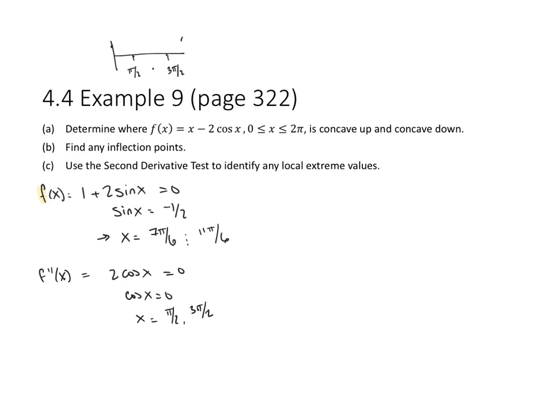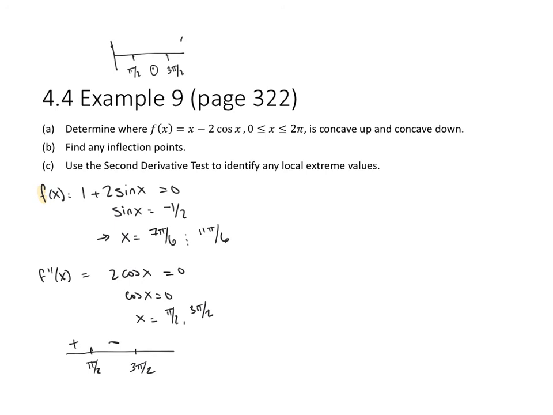All right, so let's see where we're concave up and concave down. We're going to make our little number chart between pi over 2 and 3 pi over 2. So let's plug in a number between 0 and pi over 2. We could choose pi over 3, and the cosine of pi over 3 is 1/2. So 2 times 1/2 is positive. Then let's pick a number between pi over 2 and 3 pi over 2. Let's pick pi, and cosine of pi is negative. So 2 times negative 1 is still negative.